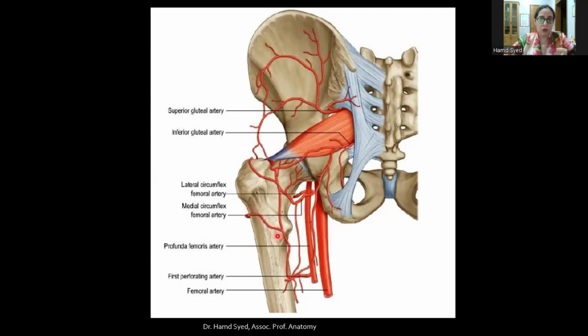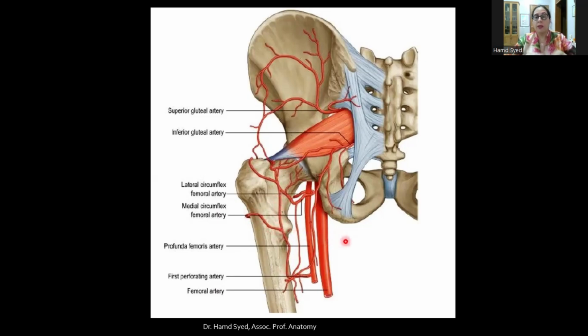Over here, this is the trochanteric anastomosis lying at the level of the lesser trochanter of the femur. And in this case, the contribution is from the first perforating artery, which is also a branch of profunda femoris. Remaining vessels which form this cruciate anastomosis at the level of lesser trochanter are the medial and lateral circumflex femoral and the inferior gluteal vessels.